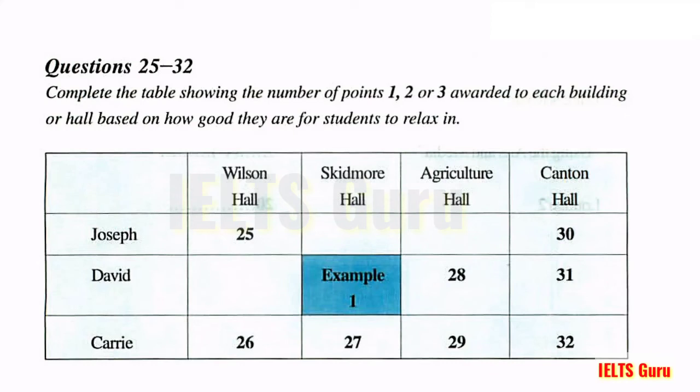Oh, Joseph, you like Canton Hall? I hate that place. It's so mechanical, cold and impersonal. The furniture is nice, sure, but it's the last place on campus I would go to. I give it a 1.